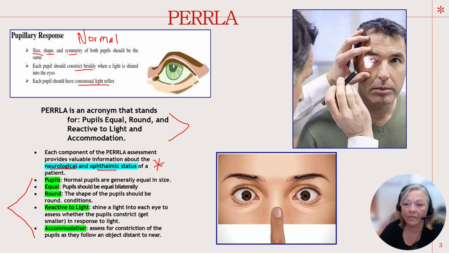Okay? That's pupils. As you're doing that, you're checking that they're equal in size when they're unconstricted and so dilated, and when they're constricted. Are they equal? They should be equal bilaterally without light stimulus and with light stimulus. You should be getting the same numbers on each side. Your pupils should also be round.